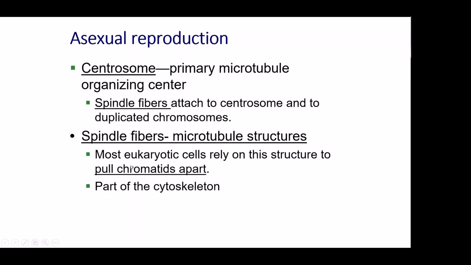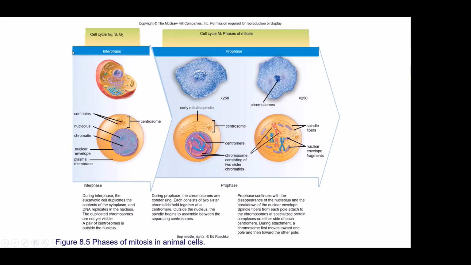The spindle itself, again, part of the cytoskeleton, as I mentioned already, is the component that will break the centromere, separate the two daughter chromatids, and pull them apart. So, in terms of a combination of some photographs, some micrographs, and some cartoons, you can see some of the early stages here.